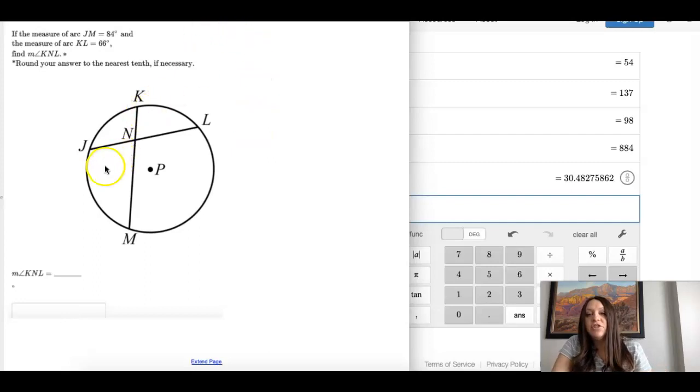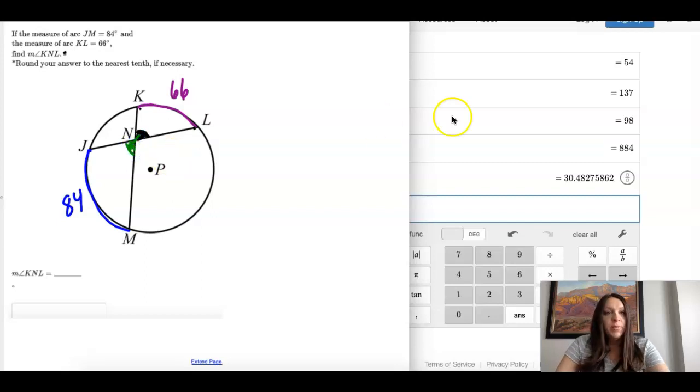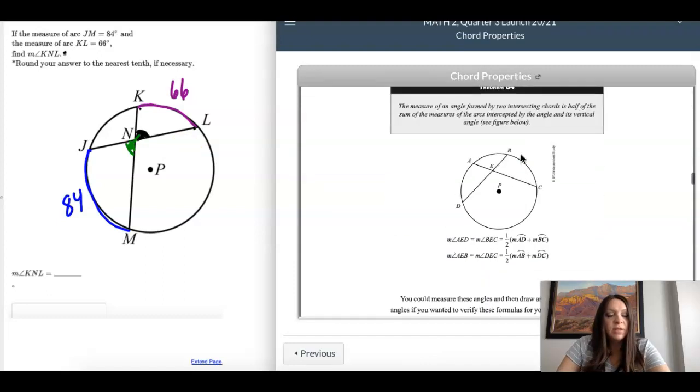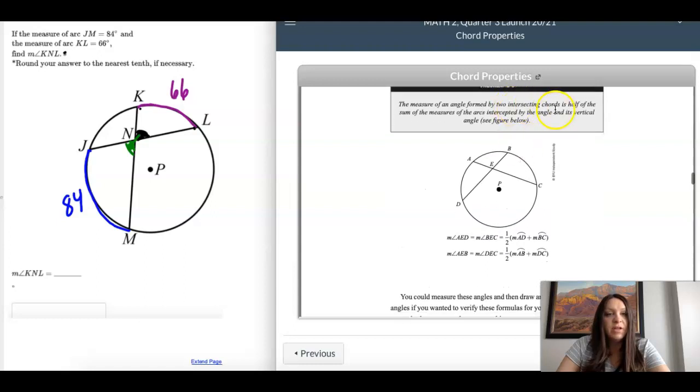All right, measure of JM, arc JM, is 84 degrees. And the measure of arc KL is 66. We want to find K to N to L. So we want to find this angle. Which, let's just add, these are vertical angles, meaning they're congruent, they're the same. But I know there's a theorem on that, and it's this one, where we know our intersecting chords.